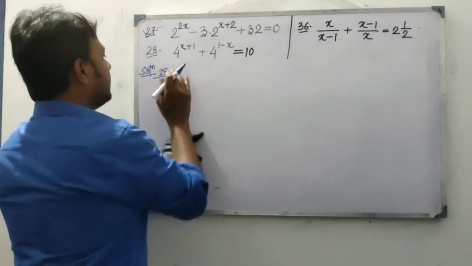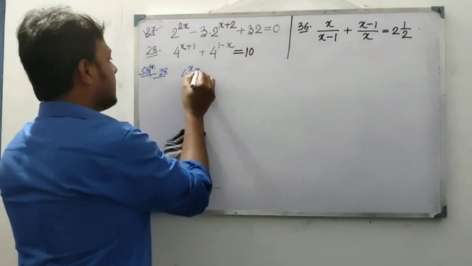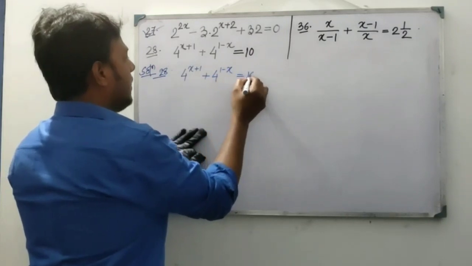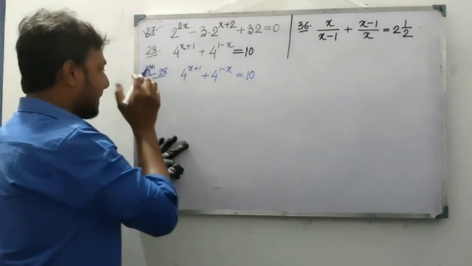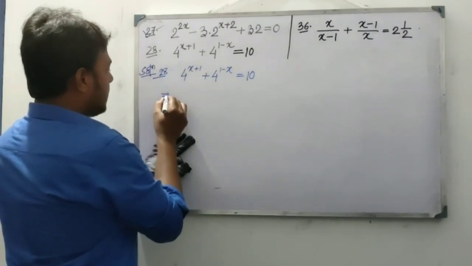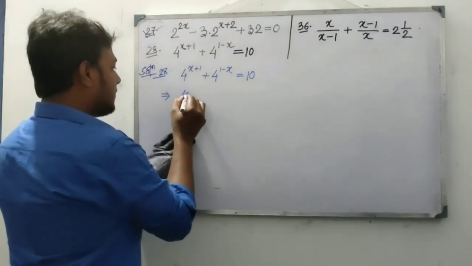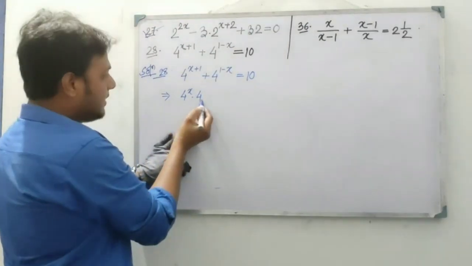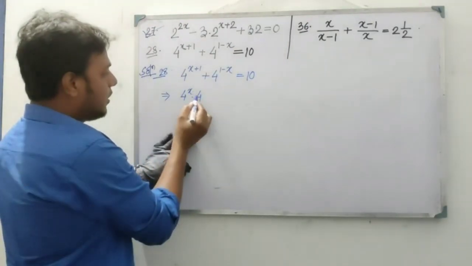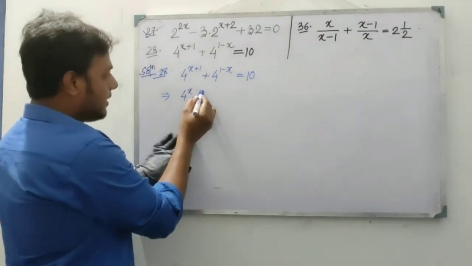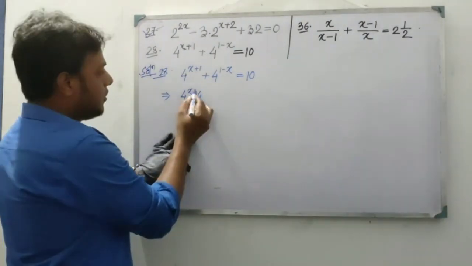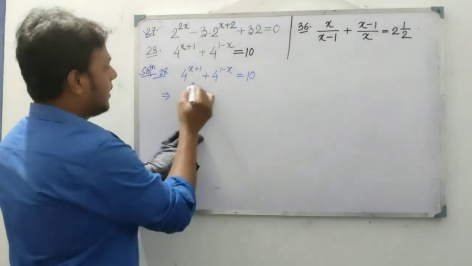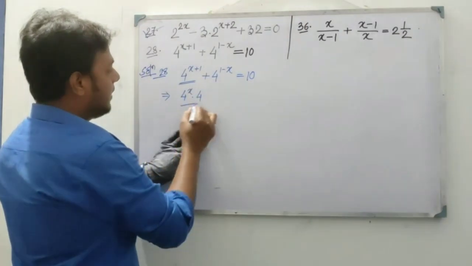Problem twenty-eight is here: 4 to the power x plus 1 plus 4 to the power 1 minus x equals 10. Okay. First, 4 to the power x plus 1 can be written as 4 to the power x into 4 by the rule of exponents. If the base is the same, you can add the powers. So 4 into 4 to the power 1, the power of 4 is 1. If you add x and 1, then you get 4 to the power x plus 1. In the replacement of this one we have written this one.